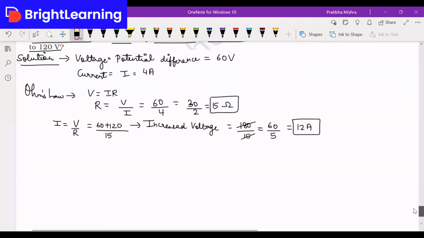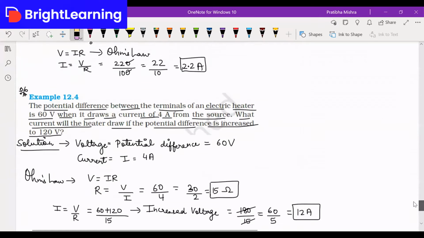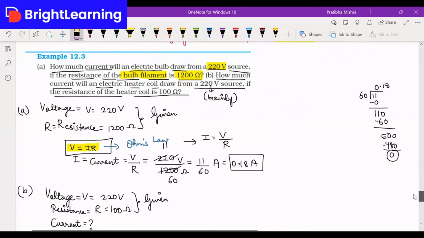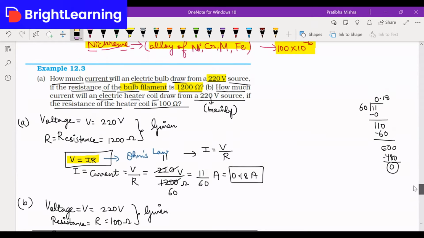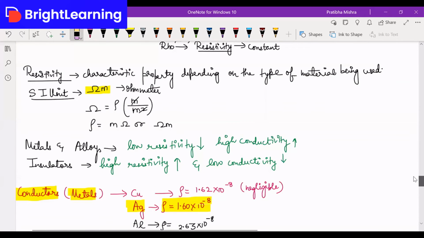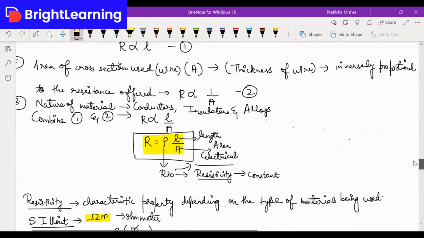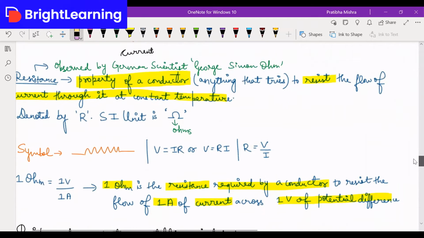Things that we did in the previous class. We started working on the questions and answers from the examples related to Ohm's law. V is equal to IR. The voltage is directly proportional to current, and to remove the constant of proportionality, we will introduce resistance.